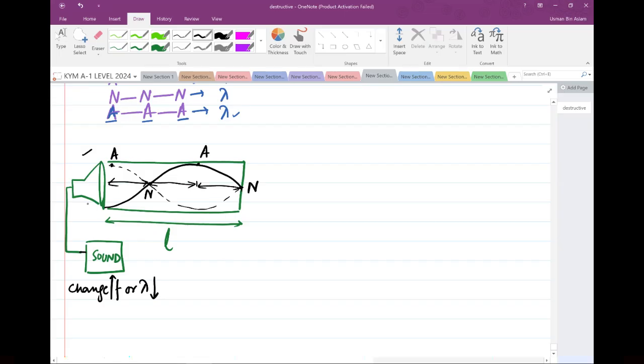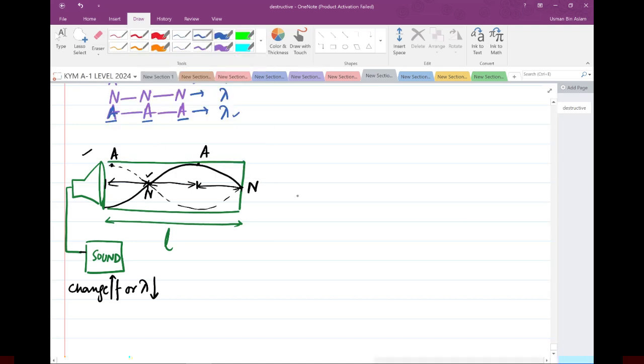I couldn't draw a node at any position wherever I want. Nodes have to be strategically positioned so that the gap between an antinode and a node stays the same wherever a node and an antinode are present. Are you with me?